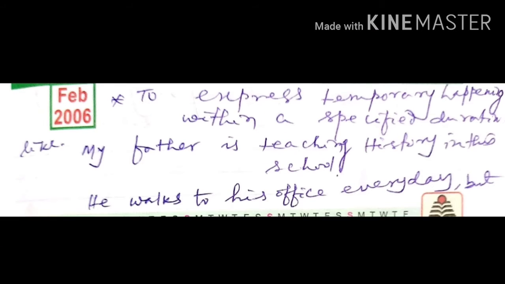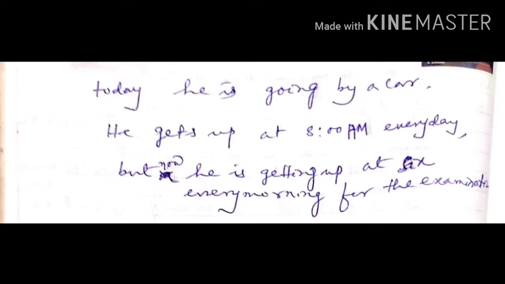Present progressive form is used to express temporary happening within a specified duration of time, like my father is teaching history in this school. He works in his office every day, but today he is going by a car. He gets up at 8 a.m. every day, but now he is getting up at 6 every morning for the examination.